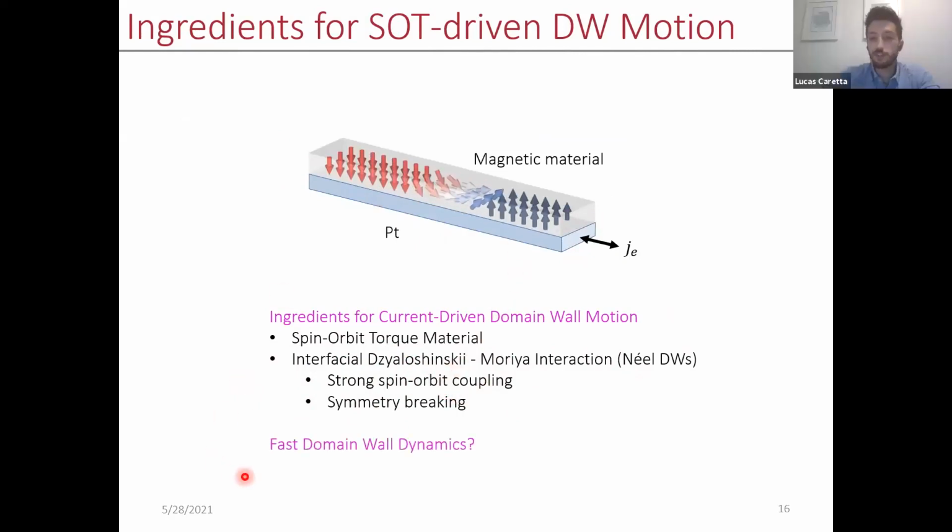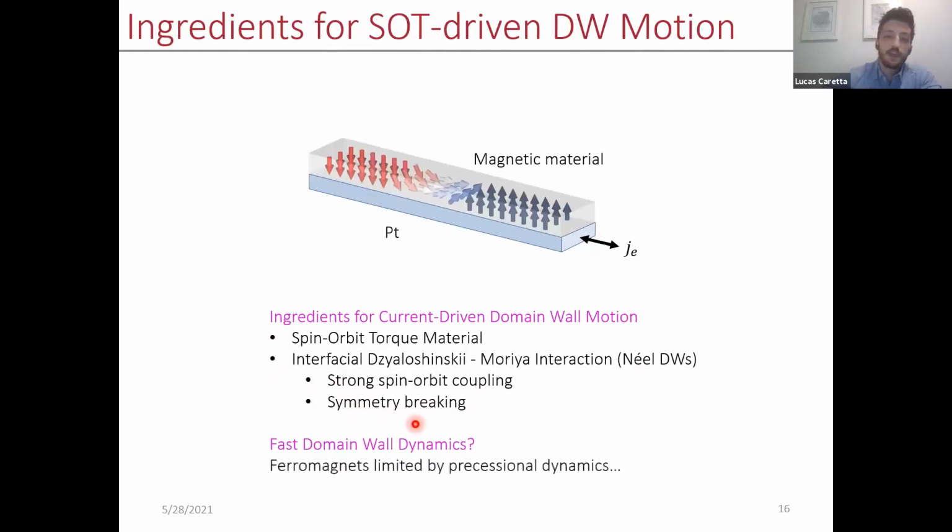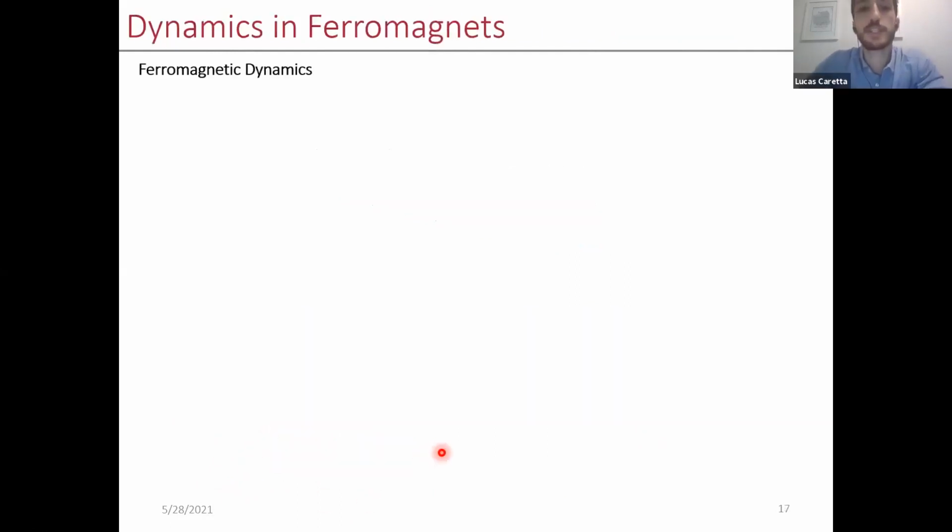So this talk is really on fast domain wall dynamics, or fast dynamics in these systems. And so how do we achieve those? Most of the field for the past decade has focused on ferromagnet systems. And the problem with ferromagnets is that they're limited by precessional dynamics. We can take a closer look at this more carefully.